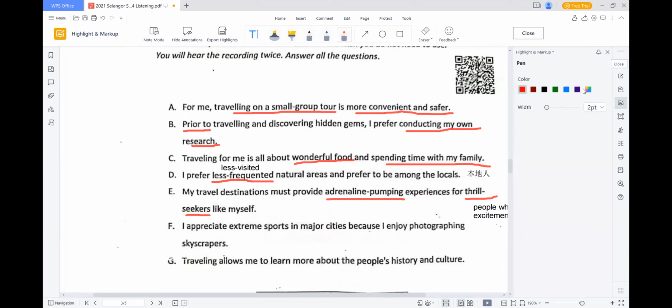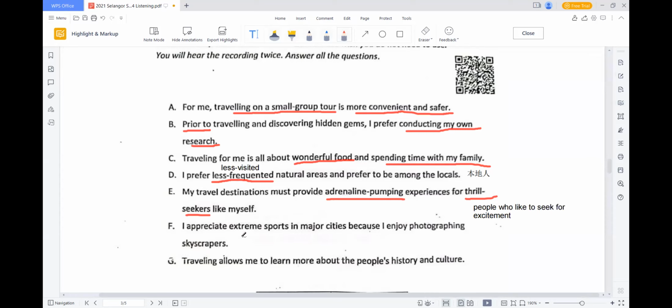I appreciate extreme sports in major cities because I enjoy photographing skyscrapers. Traveling allows me to learn more about the people's history and culture.